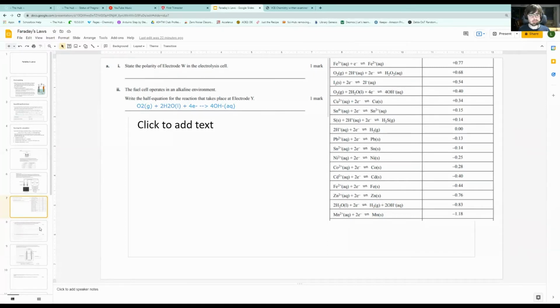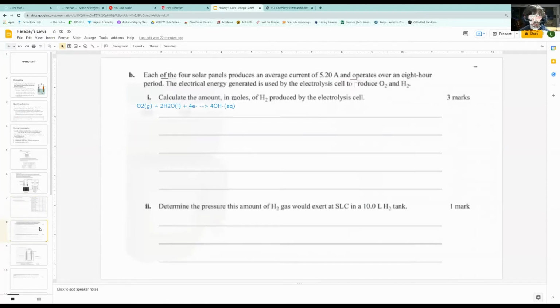All right. So each of the 4 solar panels produces an average current of 5.2 amps and operates over an 8-hour period. Okay. So we've got some values here. We've got time is equal to, now we do want to use time in seconds because current is how many coulombs go past per second. So we're going to go 8 times 3600, which is the amount of seconds in an hour. If you want, you can just write that out as 60 times 60. So 8 times 60 times 60 is 28,800 seconds.